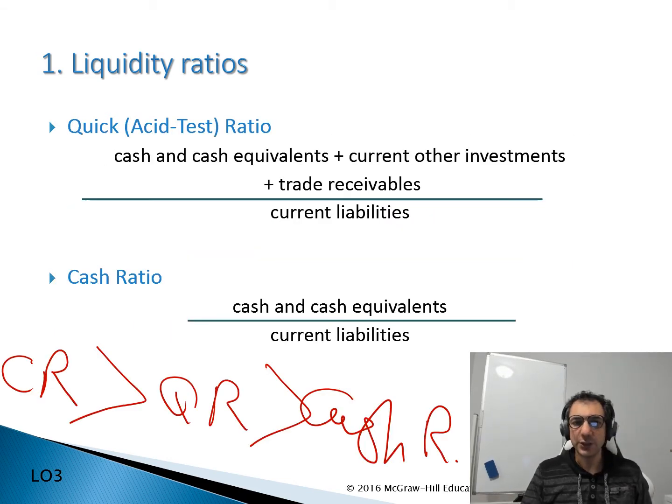Also, we have the acid test or quick ratio, very similar to the current ratio, but here you choose those assets which are more liquid. In this case, you are ignoring the prepaid expenses and the inventory. You have cash, other investments, and trade receivables or accounts receivable. You don't include inventories here. The major difference is inventories and prepaid expenses, so you don't include them. This is the meaning of the quick or acid test ratio. And as you expect, the quick acid test ratio should be less than the current ratio.